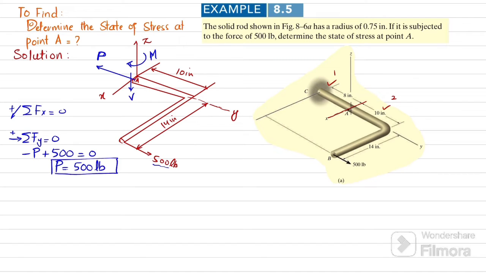Okay, now we'll apply the third equation, that is, sum of all forces along Z direction must be equal to 0, and upward force is taken as positive. So along Z direction we have shear force V, and there is no other vertical force, so it means that shear force is equal to 0.